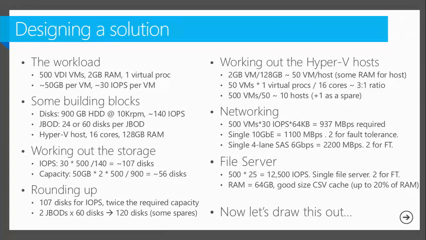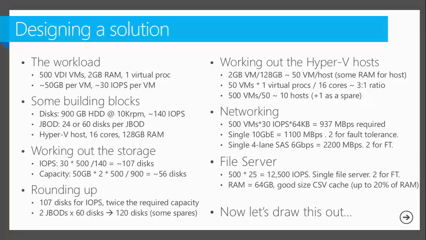107 disks, give or take. That's per IOPS. If you think in capacity, I have 50 gigs per VM times 2. Why? Because it's mirrored, right? Times 500 VMs divided by 900. And say, Jose, 900 gigs actually only give you 850-something usable. Do your math. This is just an example, okay?